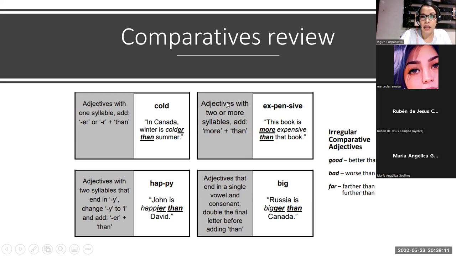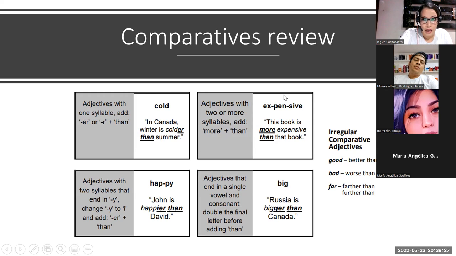Okay, we said that with adjectives with two or more syllables, we add more before the adjective, like it is without adding anything, and we add the word than at the end. So in this case, expensive, for example: this book is more expensive than that book.